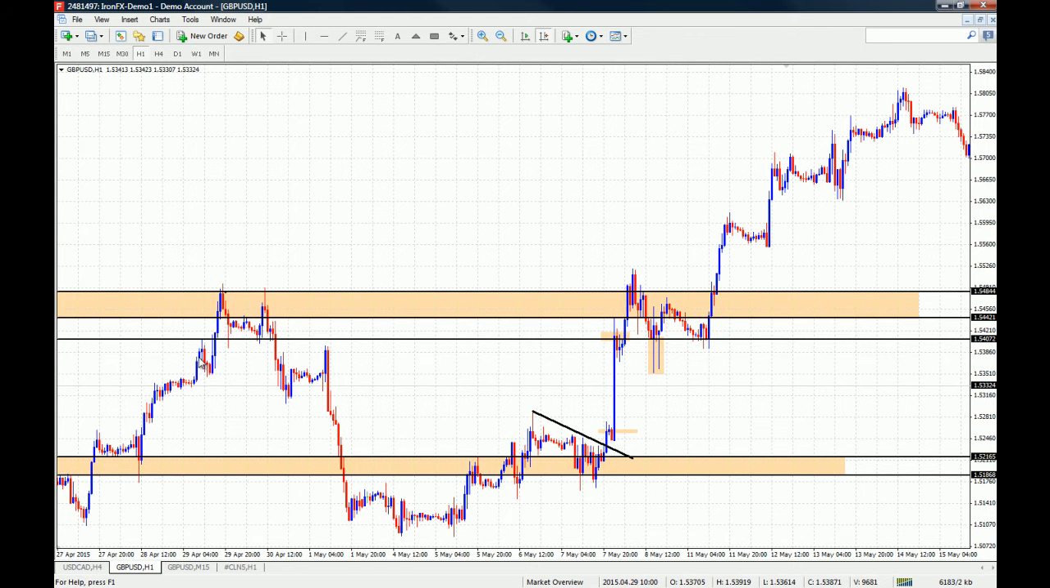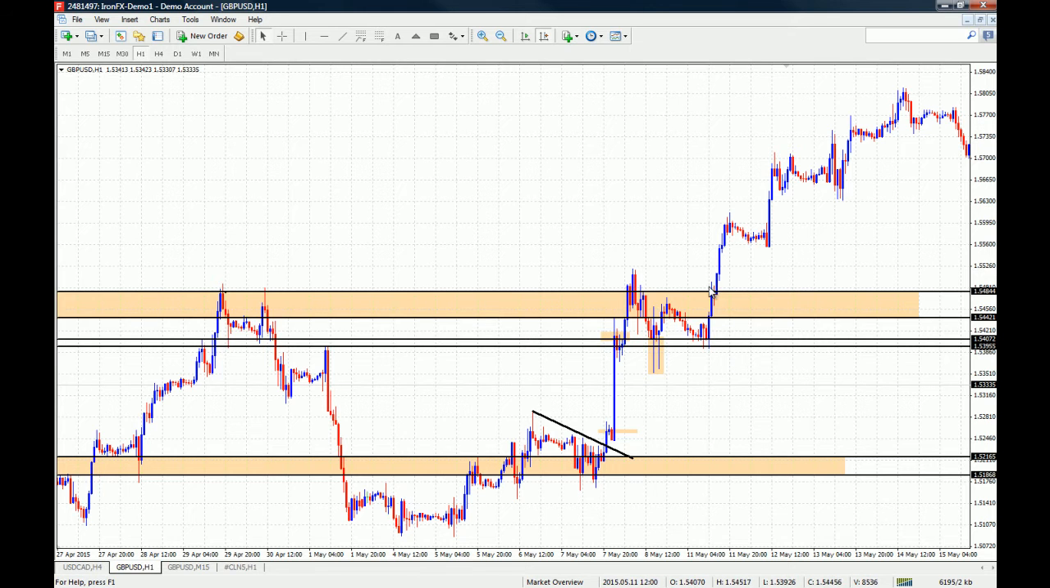You can see that price tested this line or this area, then we broke to the upside, and we tested it once, twice before breaking to the downside, and of course we tested it again right here. So this is the small area that we are looking at. The bigger area is the area that we need to break to the upside, and this is the small area that we want to trade from.